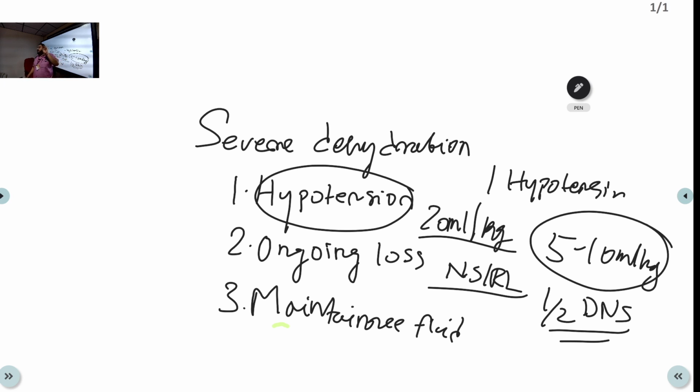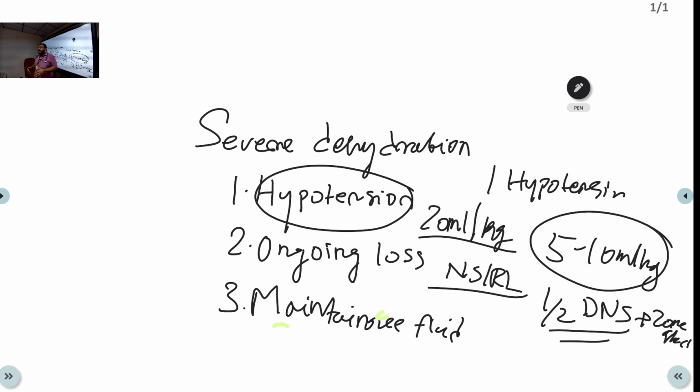DNS contains some amount of sodium, some chloride, some glucose, but it doesn't have potassium. There is an additional potassium deficiency, approximately 2 milligrams per kg is the requirement for potassium. So for a 10 kg child, you can add 20 milligrams of KCl to this. So first, our idea is to correct the hypotension. Once the hypotension is corrected, we have to treat the ongoing loss and maintenance fluid, which you can combine together.